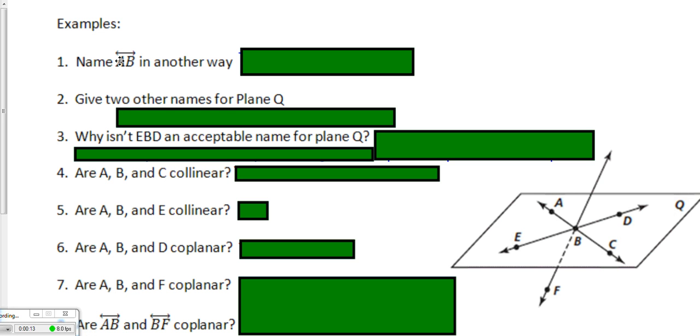Now notice, we didn't really go over the notation of a line. We've got point A, point B, and above it there's a line with the 2 arrows there. That means we are in fact talking about a line, not a segment, not a ray, the line AB.